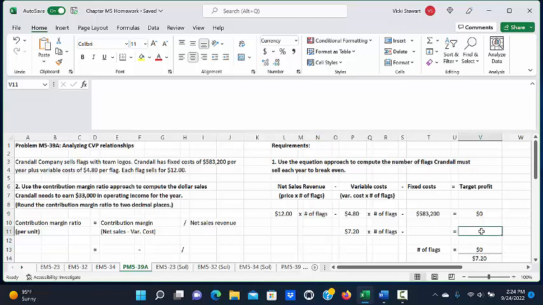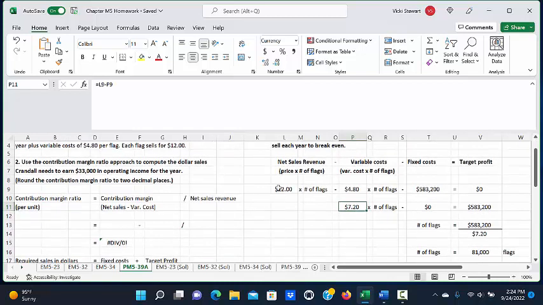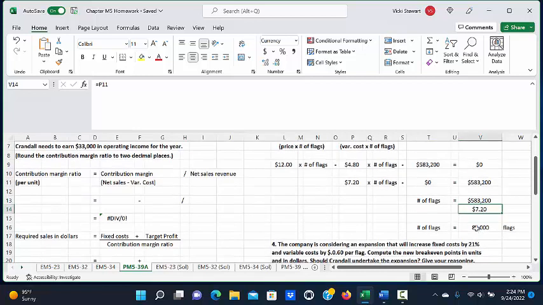So to simplify our equation, we're going to move our fixed cost of $583,200 to the right side of our equation and 0 to the left side. We've also simplified the contribution margin by taking our sales price minus our variable cost, and that gave us contribution margin times the number of flags. So to solve for the number of flags, we take our fixed cost and divide by our contribution margin. So Crandall would need to sell 81,000 flags in order to break even.